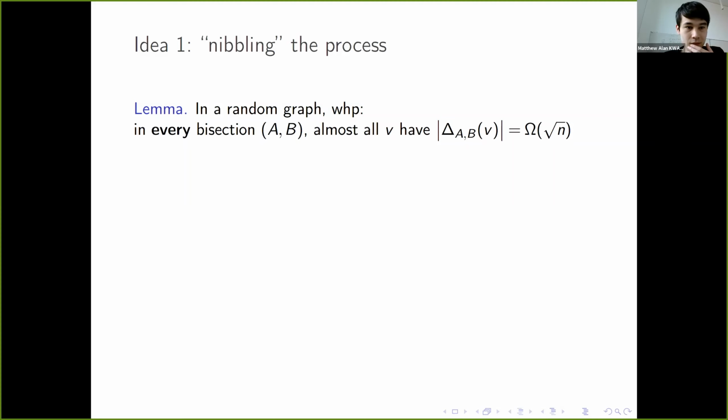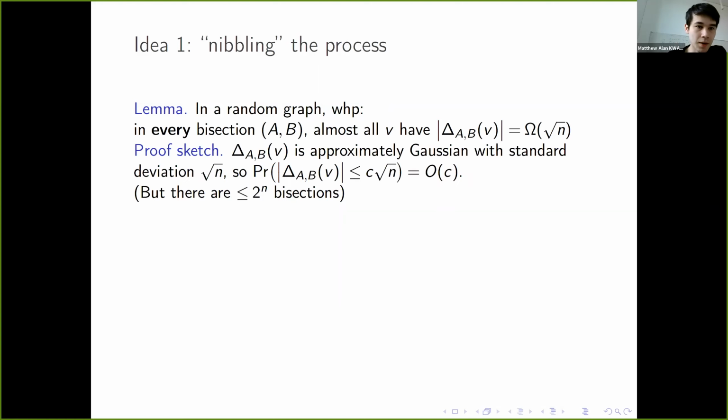So the reason that you can do this is the lemma on this slide, which says that in every bisection, there are not too many vertices with friendliness extremely close to 0. So almost all of the vertices have the absolute value of their friendliness being about the square root of n. And the reason this is true is that there are at most 2 to the n bisections. So anything that happens with super exponentially small probability, just with high probability, never happens for any bisection.